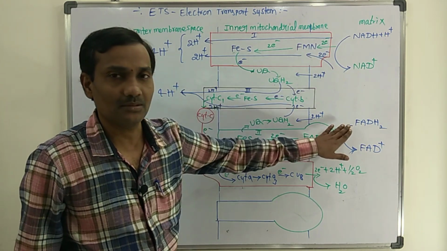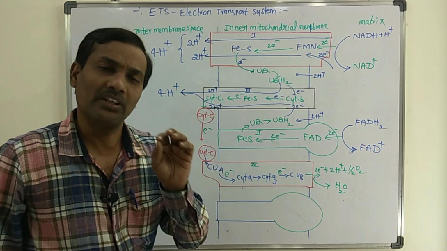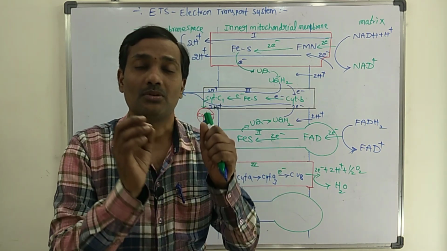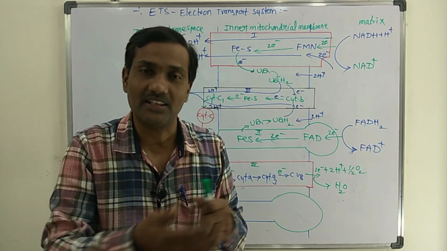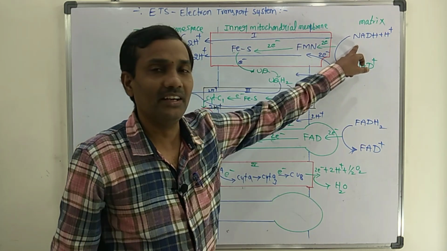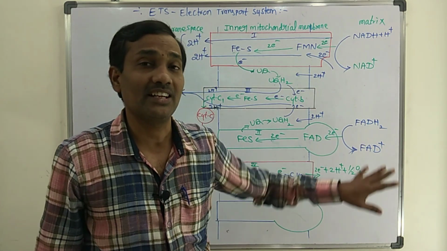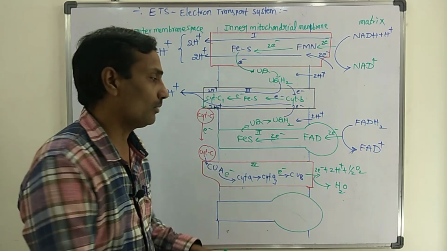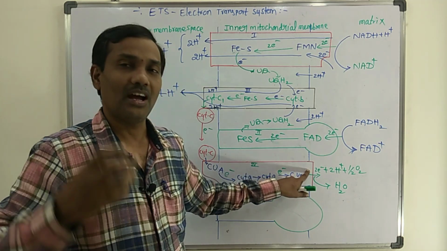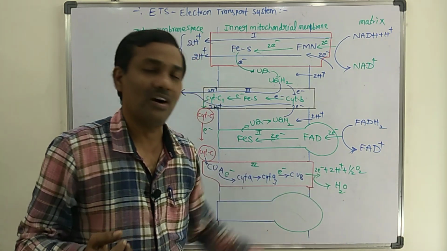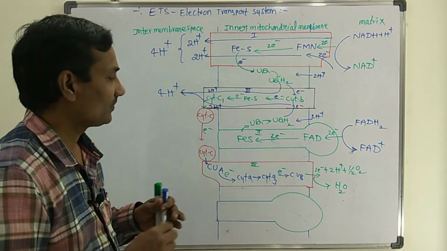But here 4 electrons come, no? From here 2 electrons, from here 2 electrons, so 2 water molecules are formed. Here the number of water molecules is equal to the number of NADH and FADH2 which are oxidized in the ETS. If one NADH is oxidized, one water molecule will form. If one FADH2 is oxidized near complex 2, one more water molecule is formed. The final ultimate electron acceptor as well as proton acceptor is oxygen. So here the water molecule is formed near complex 4.